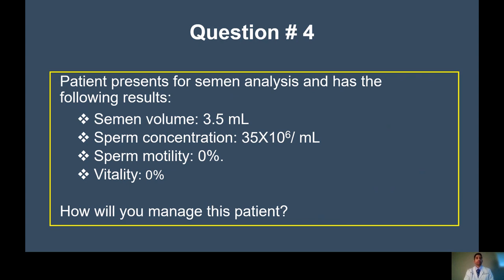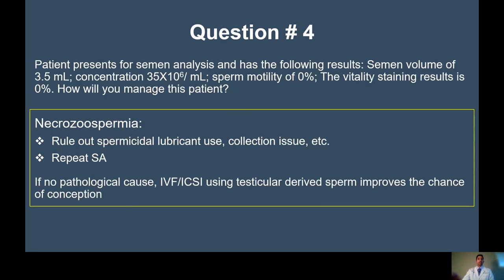Question number 4. A patient presents for semen analysis and has the following results: a semen volume of 3.5 mLs, a sperm concentration of 35 million, sperm motility of 0%, and a vitality of 0%. How will you manage this patient? So in this situation, unlike the previous patient, this is complete necrozoospermia.